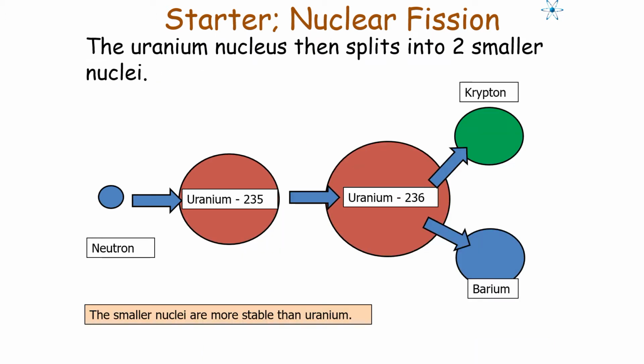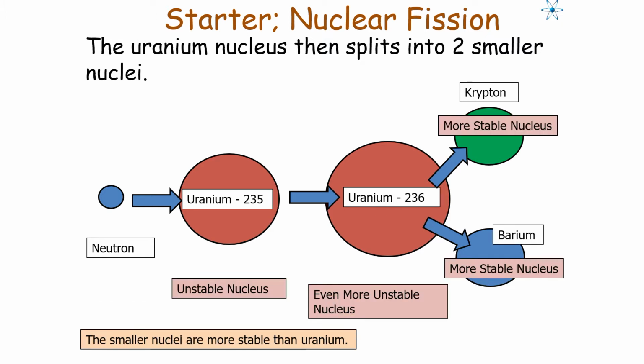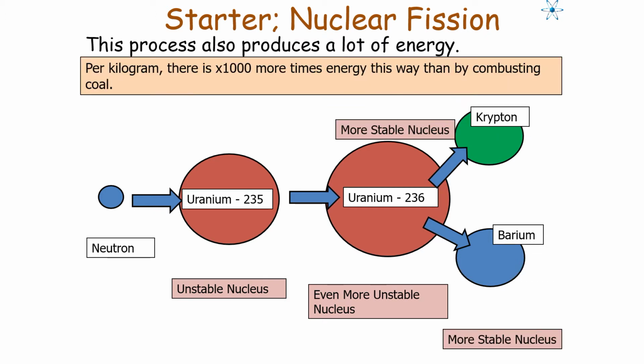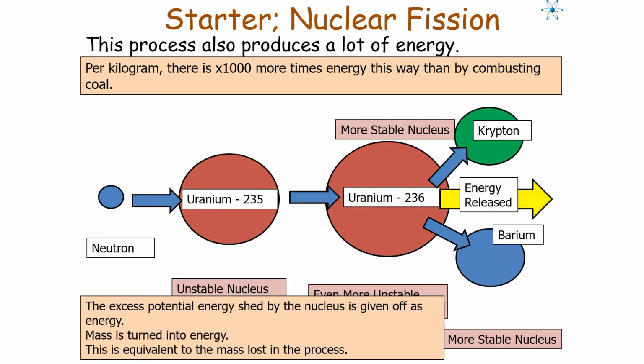So this uranium nucleus splits into two smaller nuclei, and the smaller nuclei are more stable than uranium. So we've increased our nuclear stability. But this process will also produce a lot of energy. Per kilogram, there's 1,000 times more energy in nuclear fission than there is in combusting coal. So we release energy to the surroundings. The excess potential energy is shed by the nucleus and given off as energy.